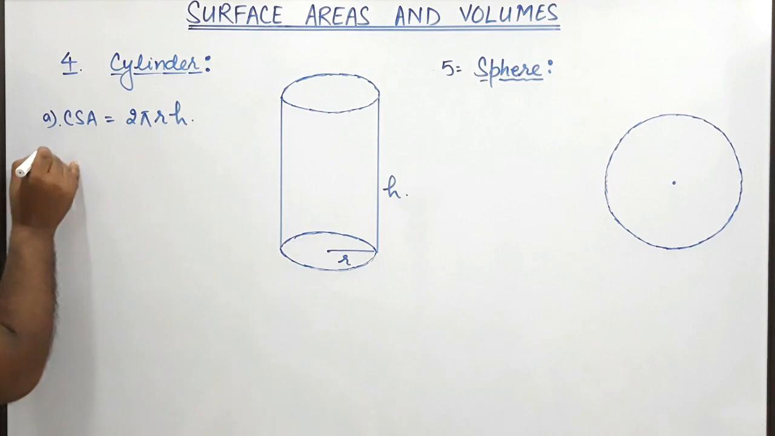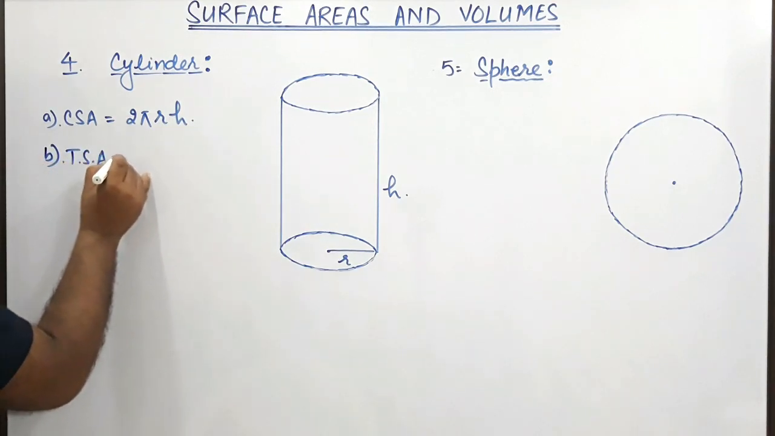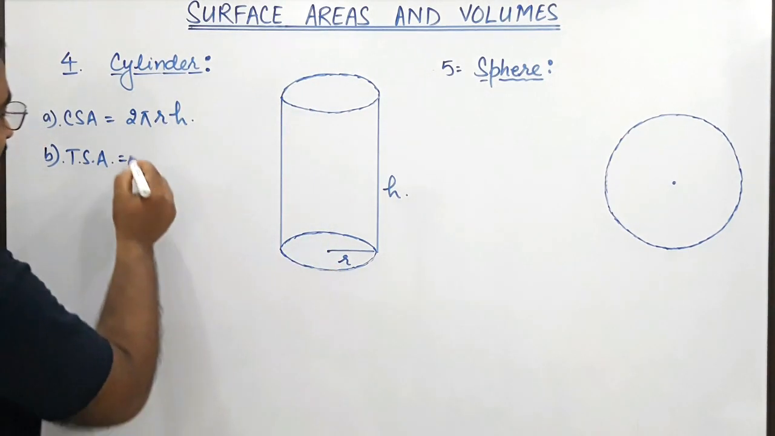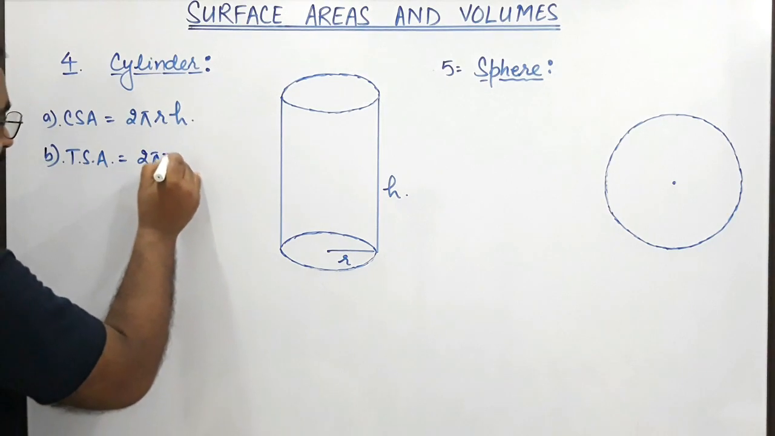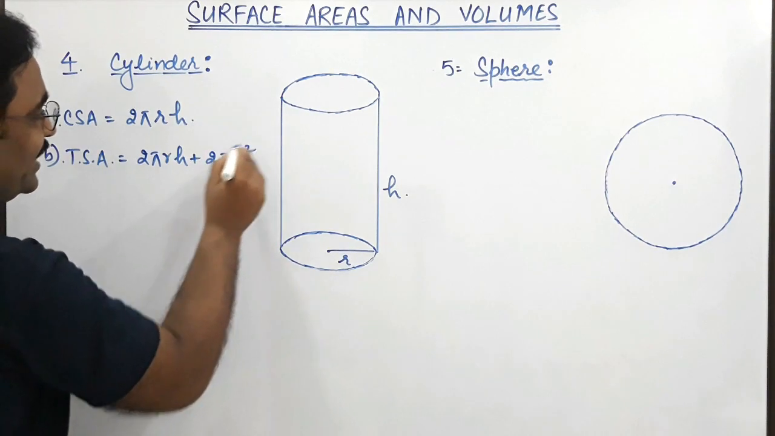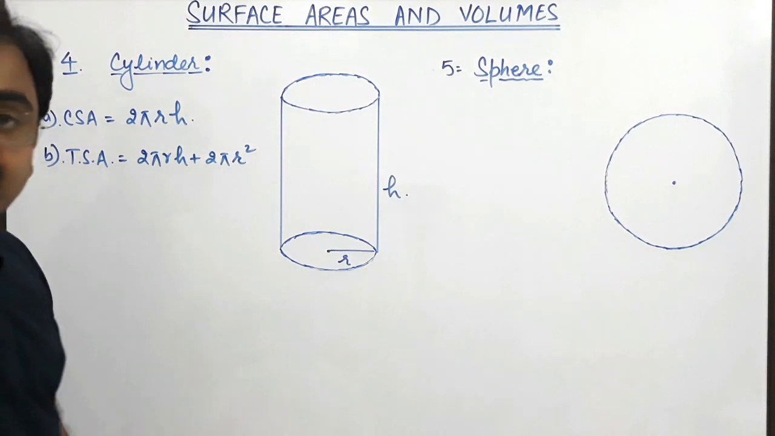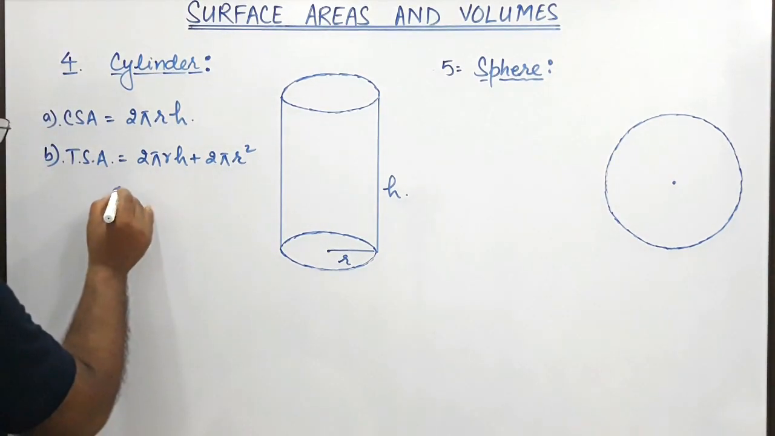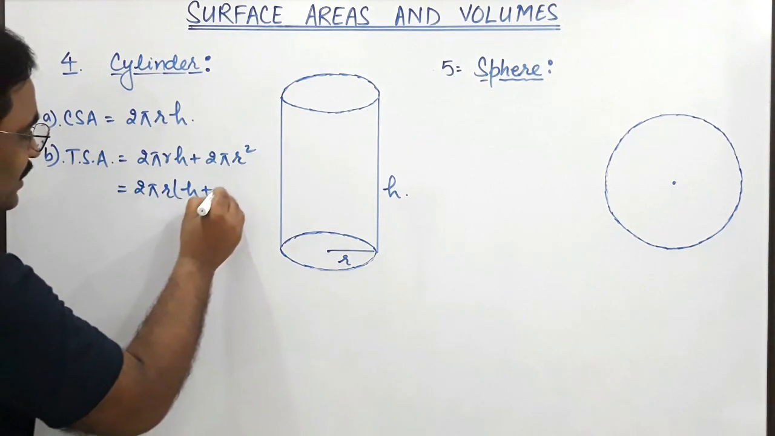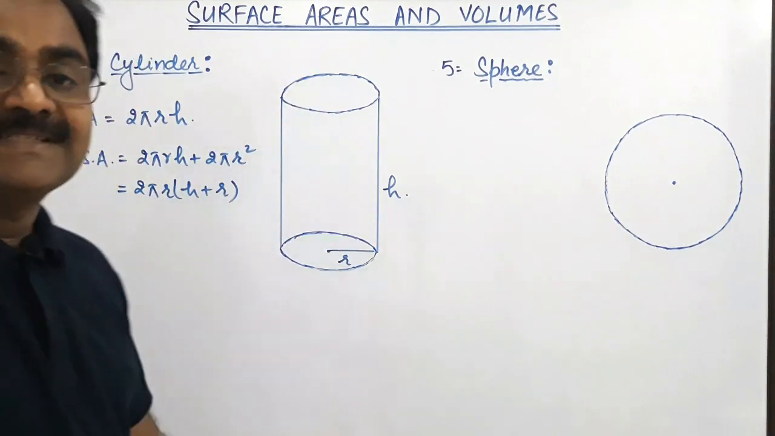Now, what will be the total surface area of the cylinder? The total surface area of the cylinder is equal to curved surface area plus area of top plus area of base. It means 2 pi rh plus 2 pi r square. Why 2 pi r square? Because pi r square is the area of the base and pi r square is the area of the top. Therefore, if you take the common 2 pi r, you will get h plus r.